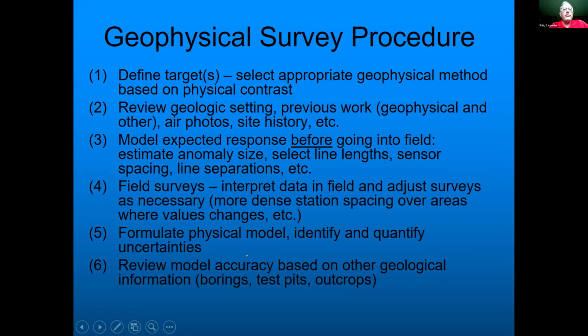Finally, the fifth stage is formulate physical models, identify and quantify uncertainties. And then finally, review the model accuracy based on other information at the site. So this could be borings, test pits, outcrops, stuff like that.